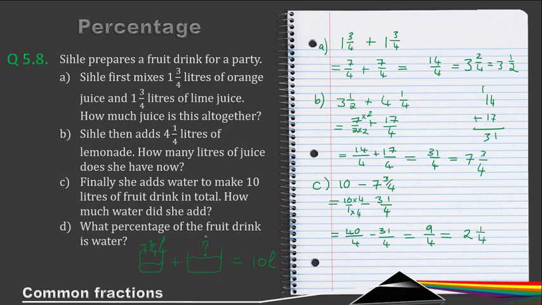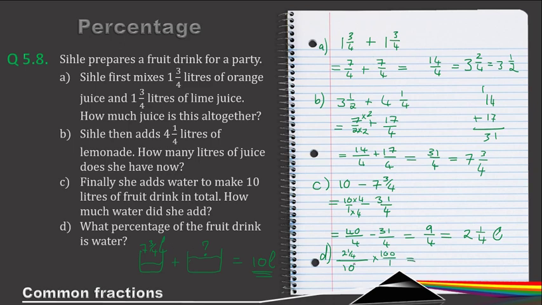What percentage of the fruit drink is water? So now that we know this is the amount of liters that's water, to get the percentage, we just put it over the total, because remember the total here is 10 liters for the entire jar. So this over 10 times 100 over 1. So I have 2 and 1 over 4 over the total amount of 10 liters, times 100 over 1 to get the percentage. This will then give me the percentage of water.